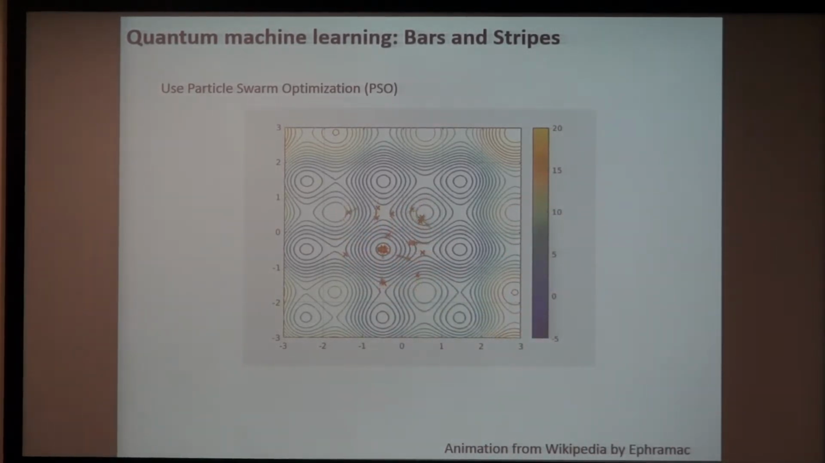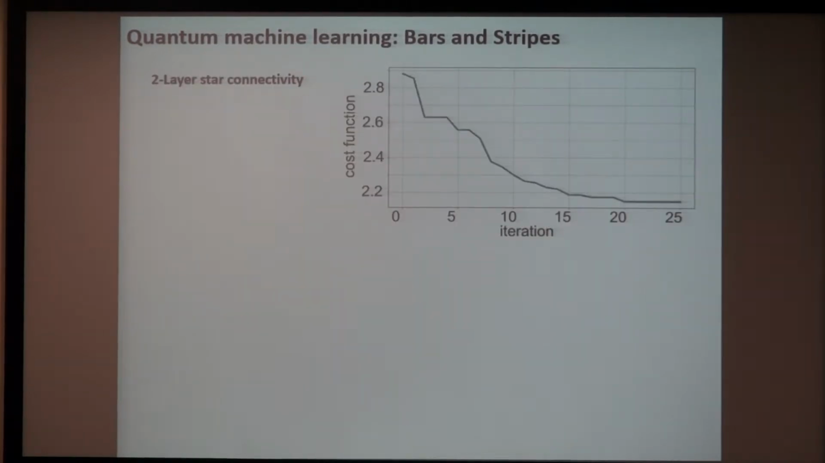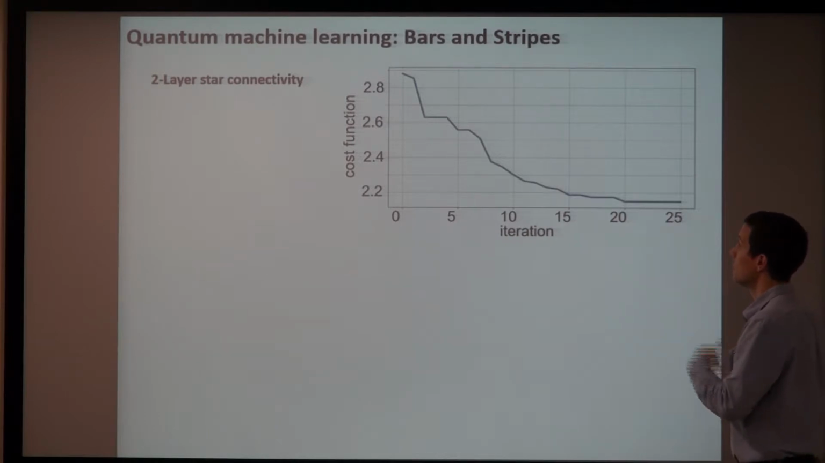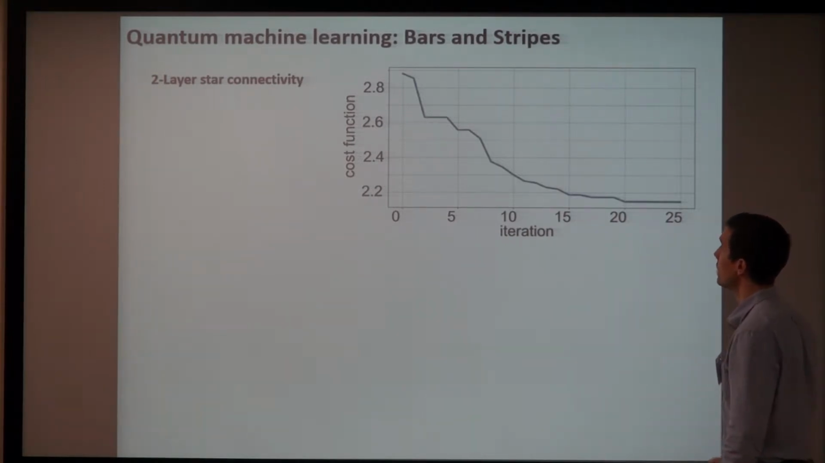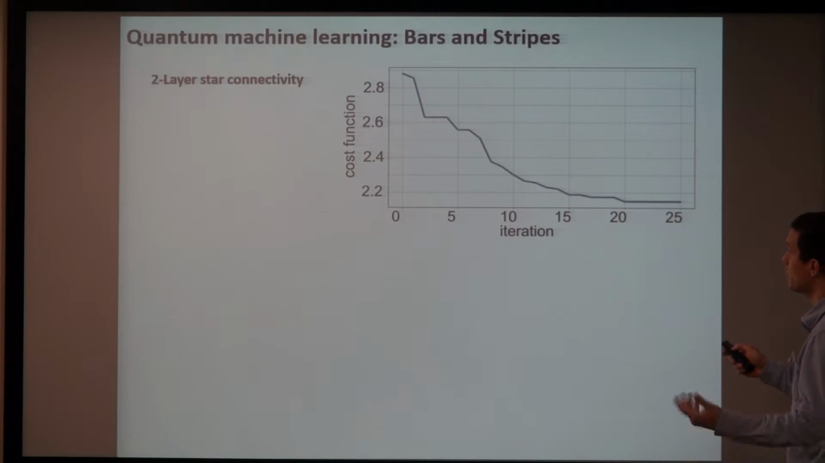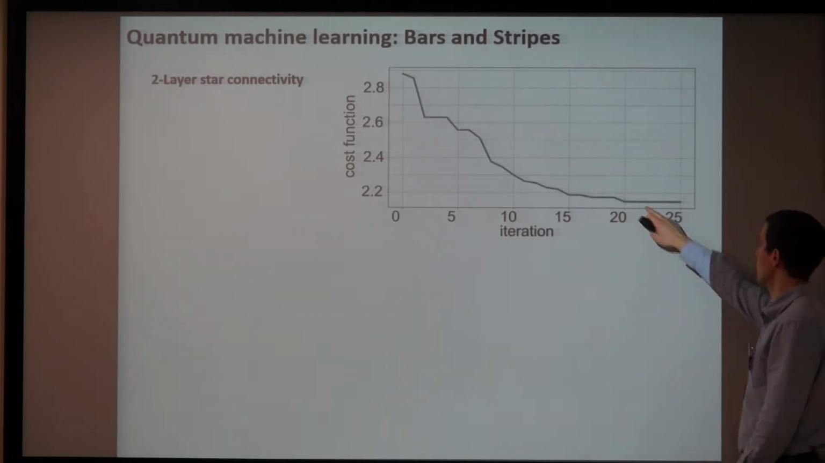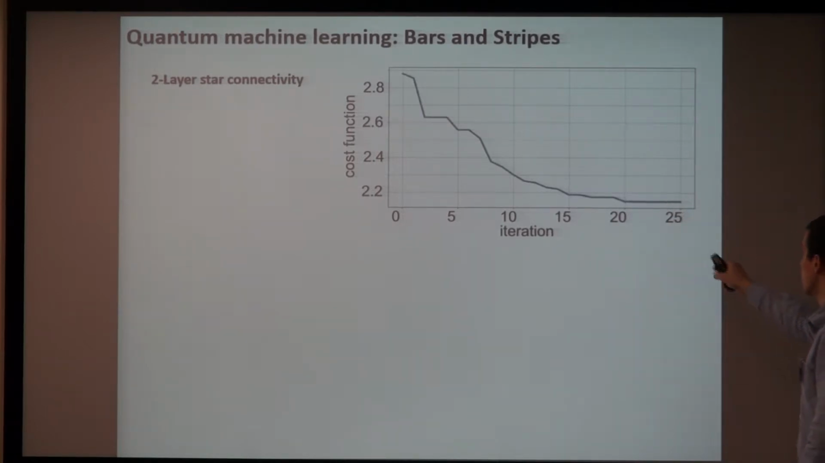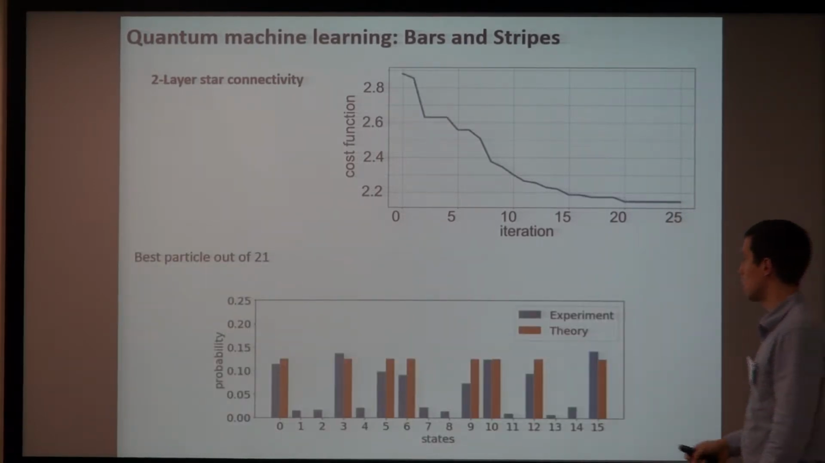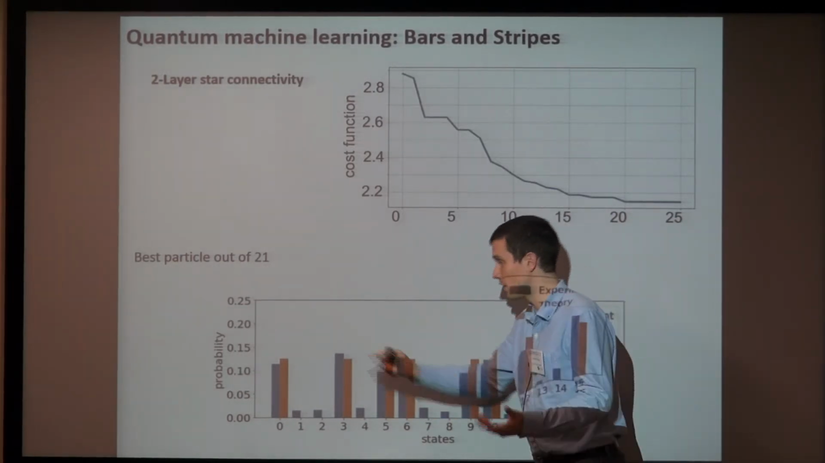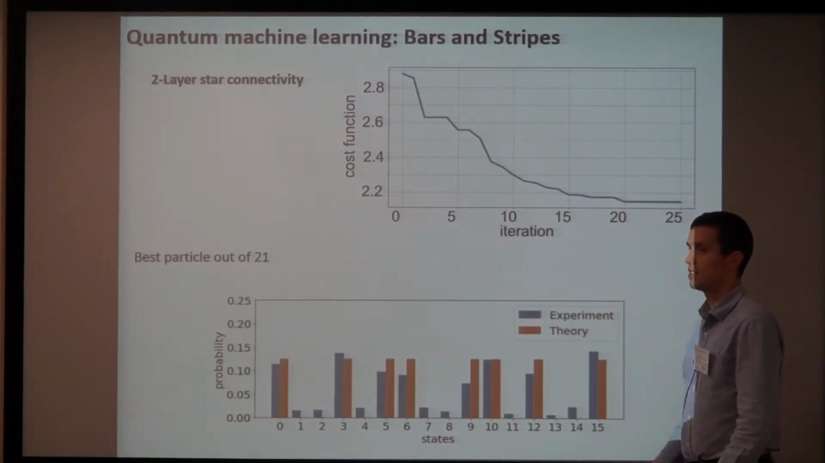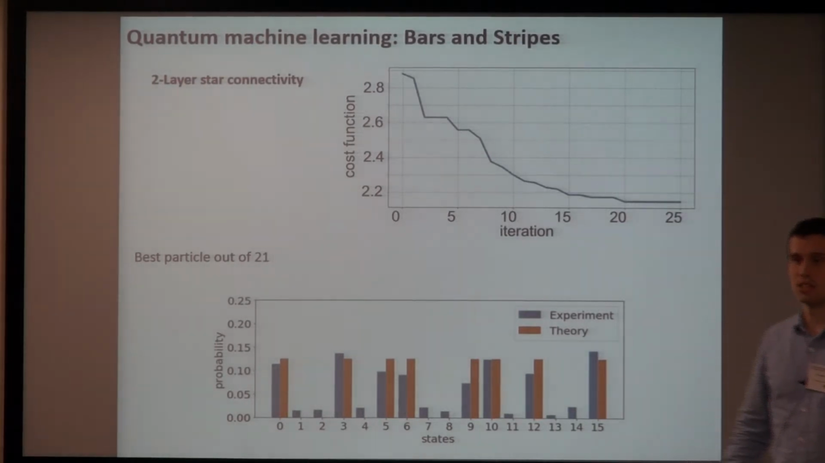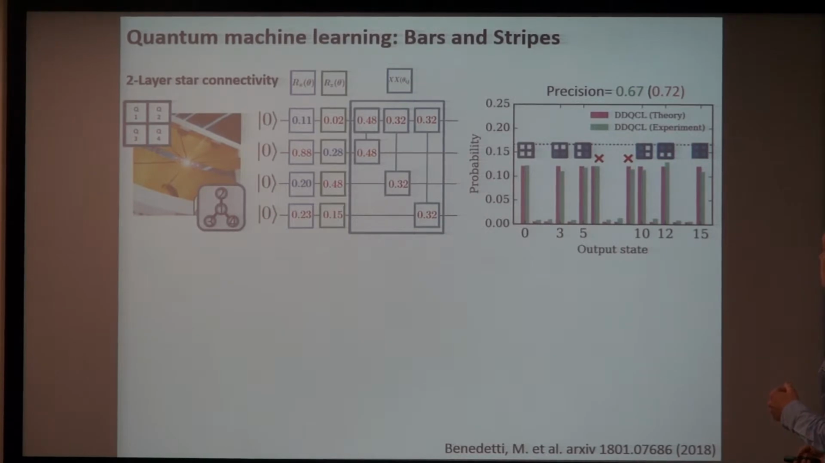Okay, so now how did this work? This is the star layer connectivity, so this is 3 different gates: one layer of single-qubit and one layer of 2-qubit gates. This is the cost function starting at a random value, and then it converges down here. Once it flattens out, you can look at your best particle here, and it turns out it's pretty close to the actual state that you're trying to learn. This is the state we want. This is the state we got. So it converged to the right value, basically. That's for the 2-layer star.